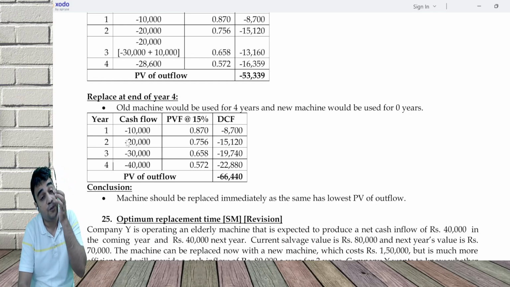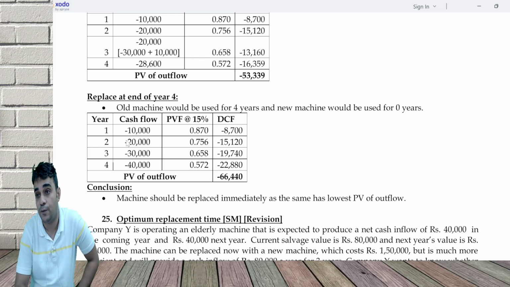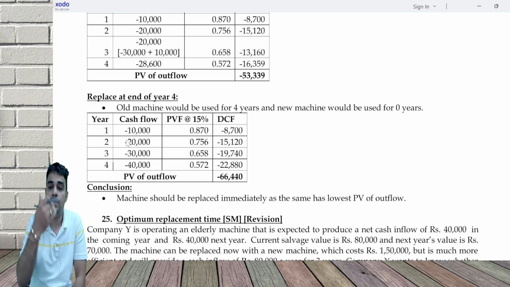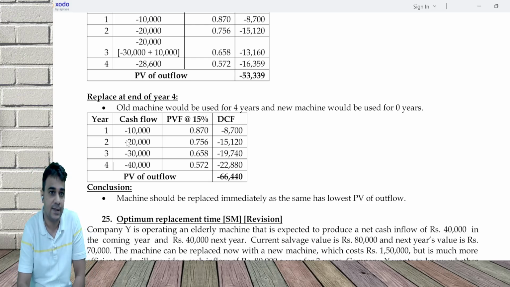The lowest outflow comes in option 1. Machine should be replaced immediately.